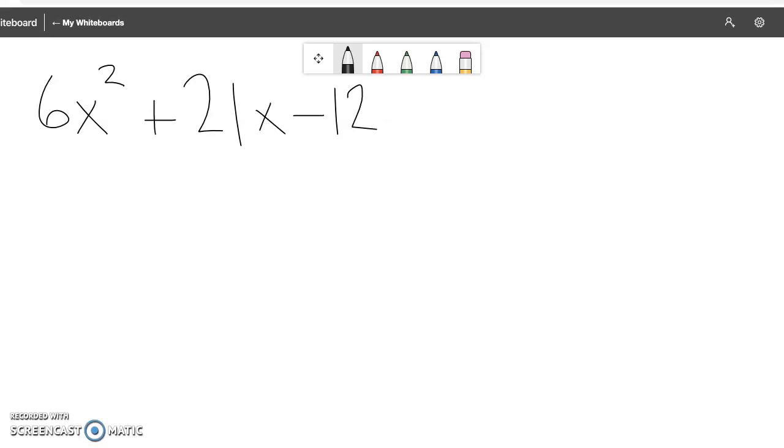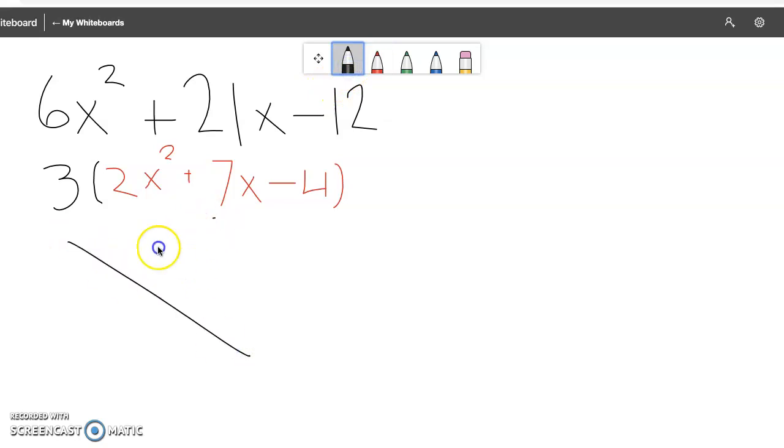Same idea, I'm going to take out a greatest common factor first. So I look at 6, 21, and 12, and I notice that I can take a 3 out from everything. And I'm going to be left with, hold on, let's write that in red again, 2x squared plus 7x minus 4.